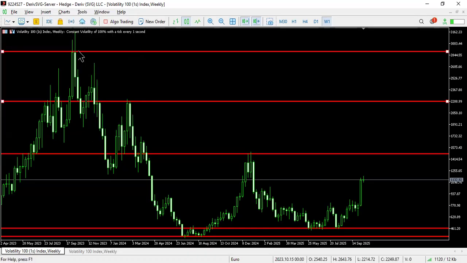You can call them supply levels. Points that are able to reverse the market. So that's it from the weekly time frame.